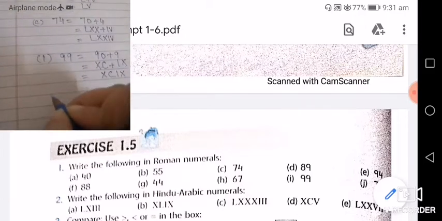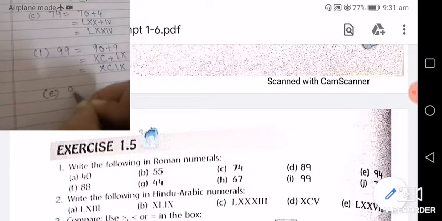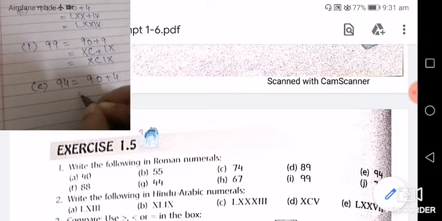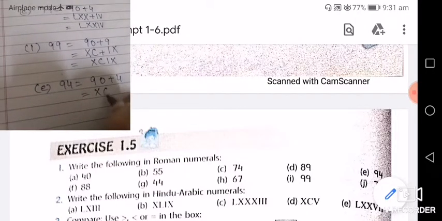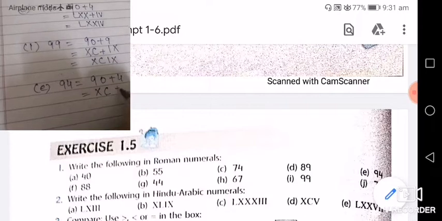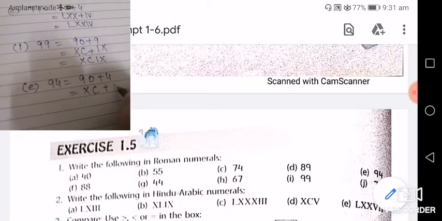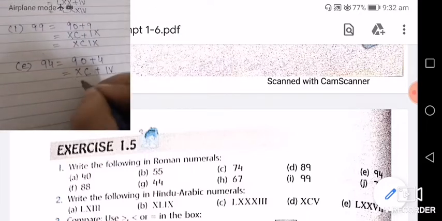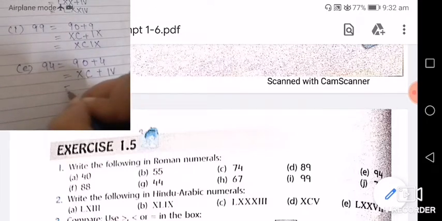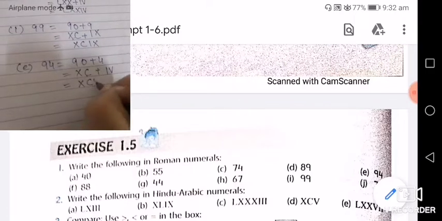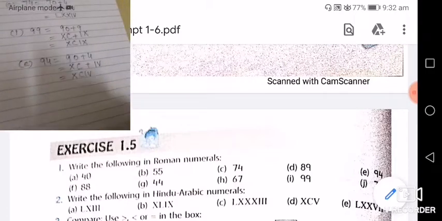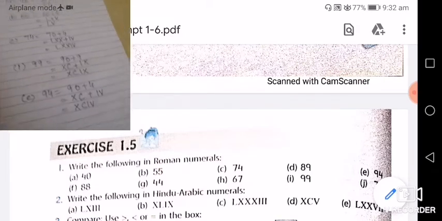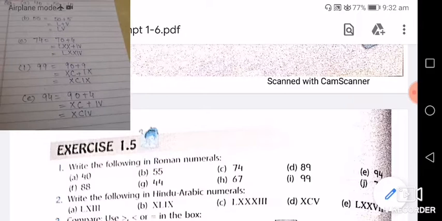Similarly, you can do this E part also, 94. 90 plus 4. First, the symbol for 90 will be XC, meaning you are subtracting 10 from 100. And for 4 you are subtracting 1 from V, that is 5 minus 1, 4. And here 100 minus 10, 90. So the total symbol will be XCIV. I hope this question 1 will be clear to you all.